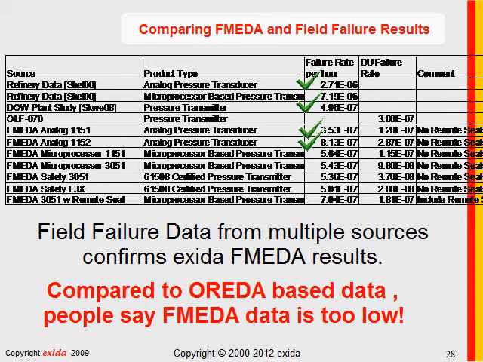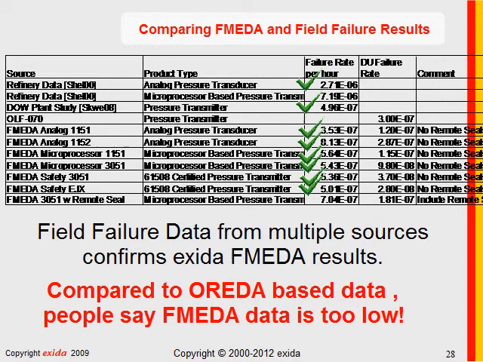It is interesting when I sit down and compare FMEDA results that the total failure rate on old transmitters and new transmitters is roughly the same. Why does that make any sense? Well, because the designs are roughly the same.